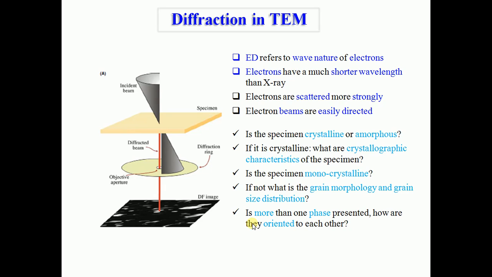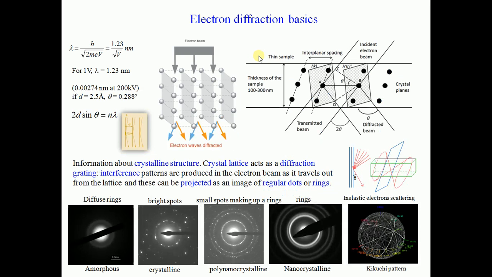So, the wave nature of the electrons, where the shorter wavelength is utilized and the electrons are scattered strongly, and the beams are easily directed. You can tell whether the material is crystalline or amorphous. You can tell the crystallographic characterization of the specimen, whether the material is polycrystalline or single crystalline. This information is also obtained with the help of diffraction in the TEM. Grain morphology, grain size distribution, phase presentation, orientation, so many things can be learned from diffraction.